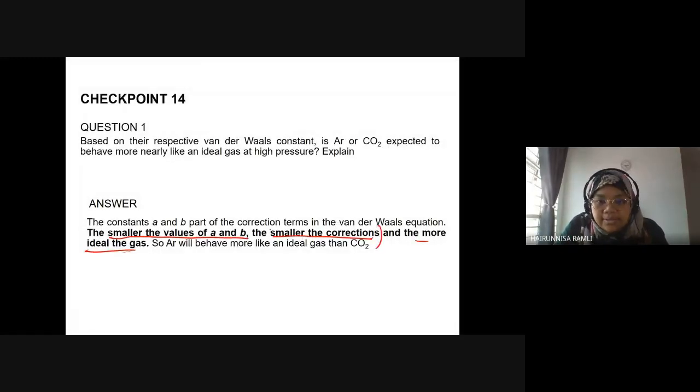Okay, so that's why you boleh explain based on this one lah. The point that you need to take care for this checkpoint is this one lah. The smaller the values of A and B, the smaller the correction. Thus, the more ideal the gas.